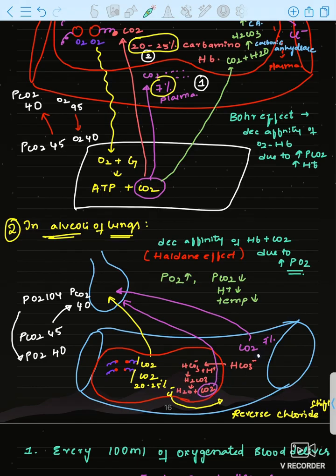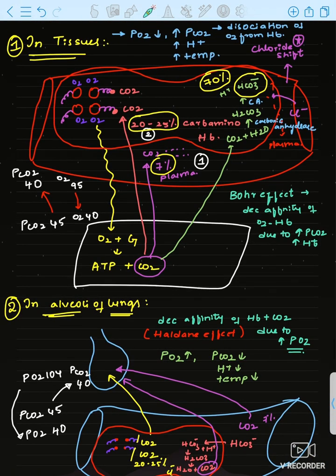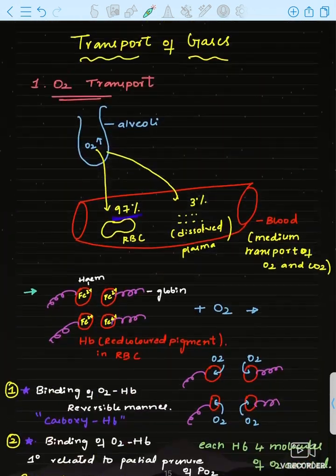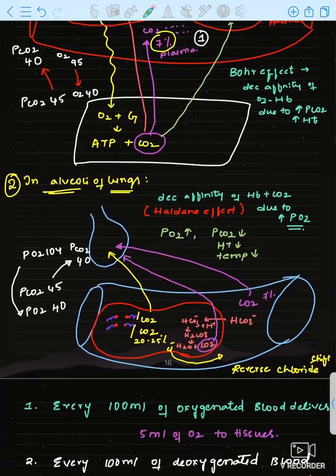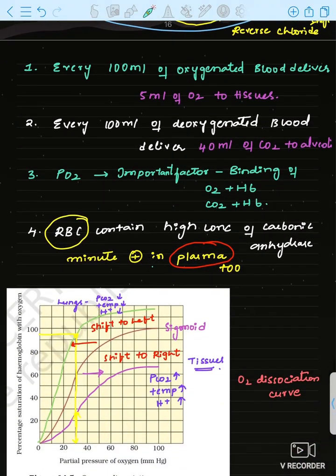Again, bicarbonate is going inside, and chloride ion is also there. To maintain the negative charge, chloride ion will go outside into the plasma. That's why it is called reverse chloride shift. So this is the transport of gases. I think it is so clear now.